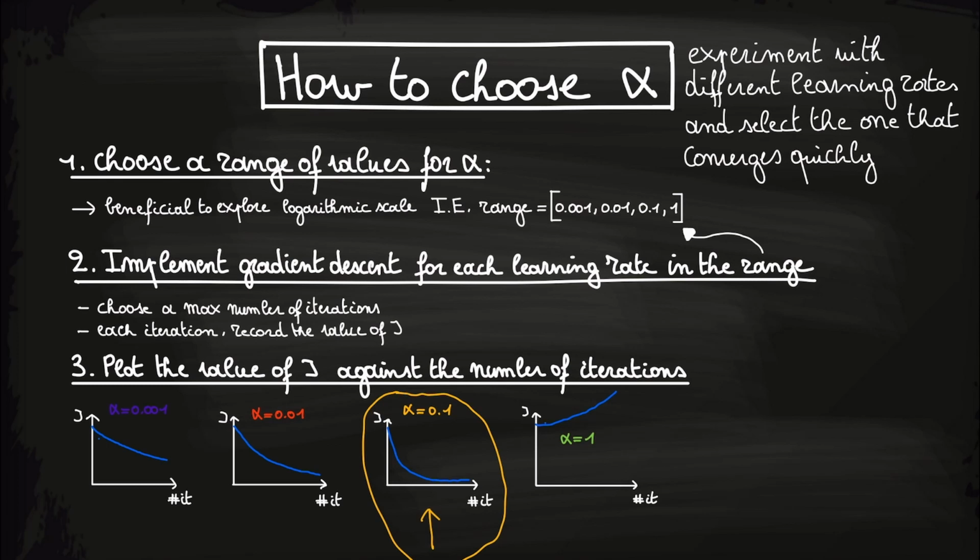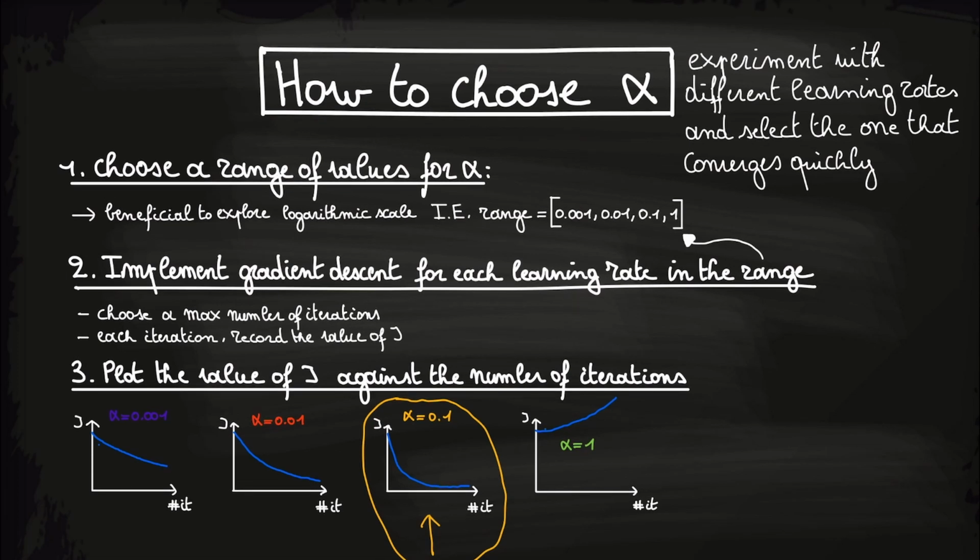Keep in mind that this is a heuristic approach, and the optimal learning rate might depend on the specific dataset and problem. It's a good practice to experiment with different learning rates and monitor the convergence behavior to find the most suitable one for your particular scenario.